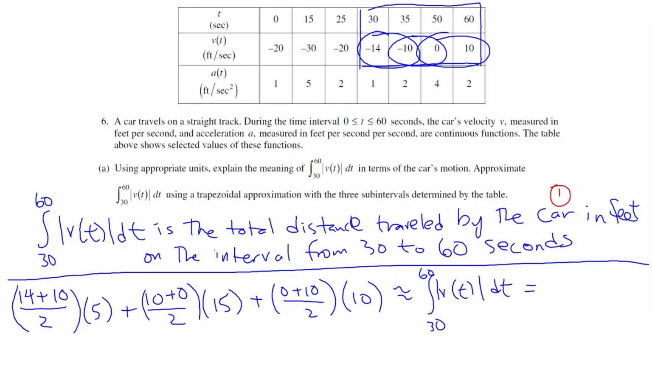If we just do the arithmetic on this, 14 plus 10 is 24, and 24 divided by 2 is 12. 12 times 5 is 60. Then the next one is 5 times 15, which is going to be 75. And the last one there is going to be 5 times 10, which is going to be 50. So we got 125 plus 60, which is 185 feet. And you get 1 point for that answer.